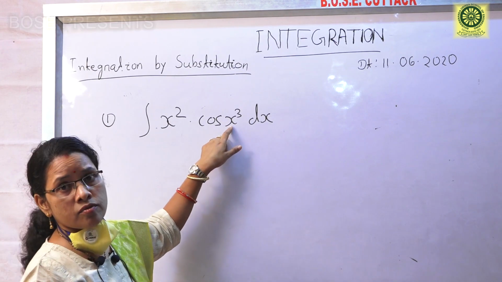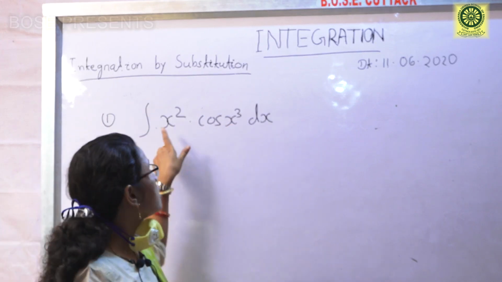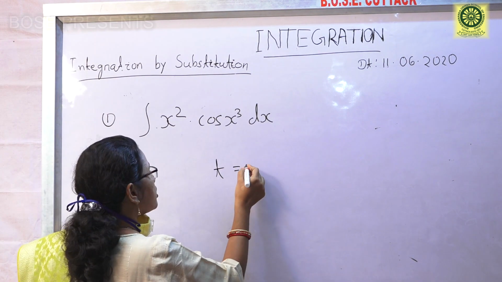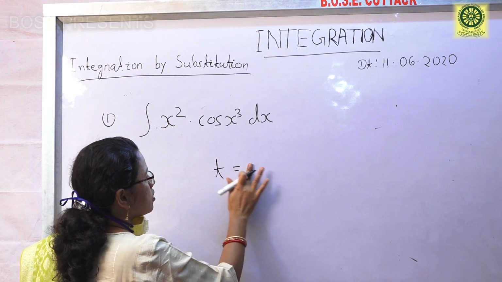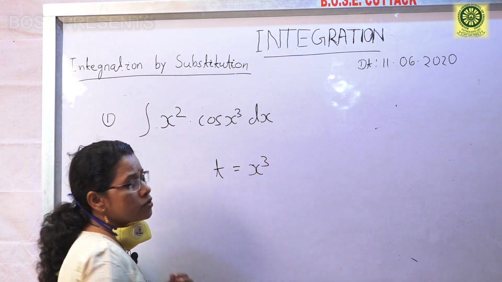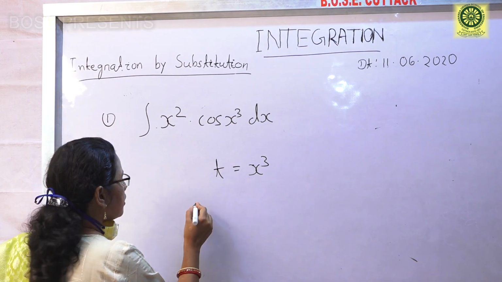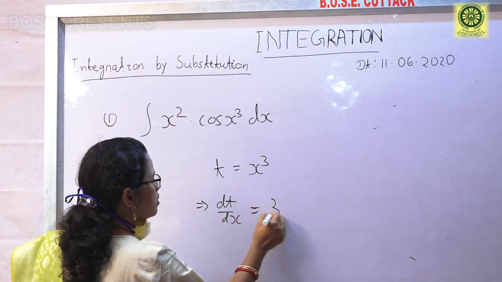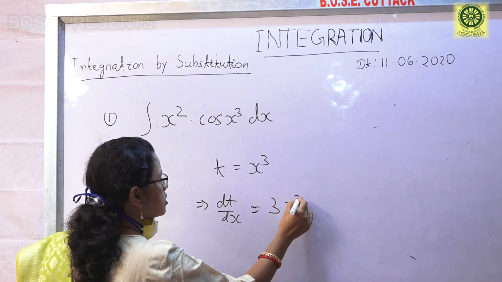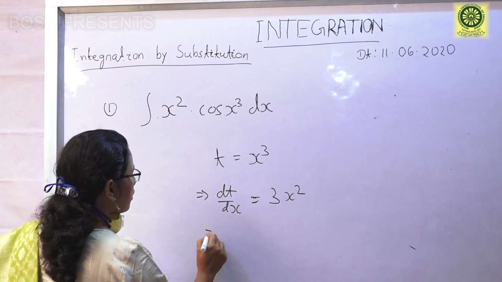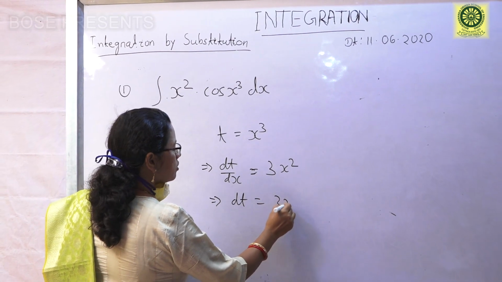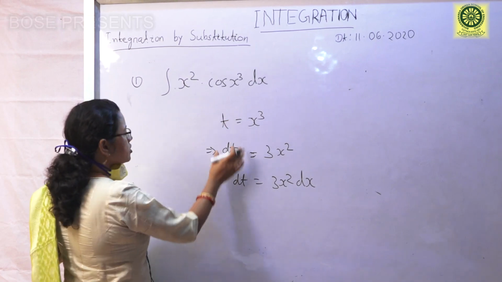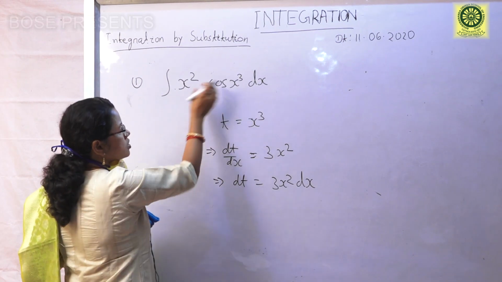That is here x³. The derivative of x³ is 3x². Okay. So just choose x³ for which you have to substitute t. So just substitute t for x³. Then differentiate both sides with respect to x. Then your right side will be the derivative of x³, which is 3x². Okay. That implies dt is equal to 3x² dx. Okay. So let us use this substitution in this problem.